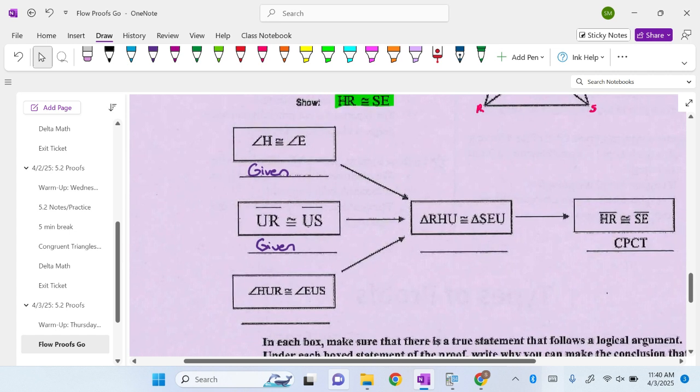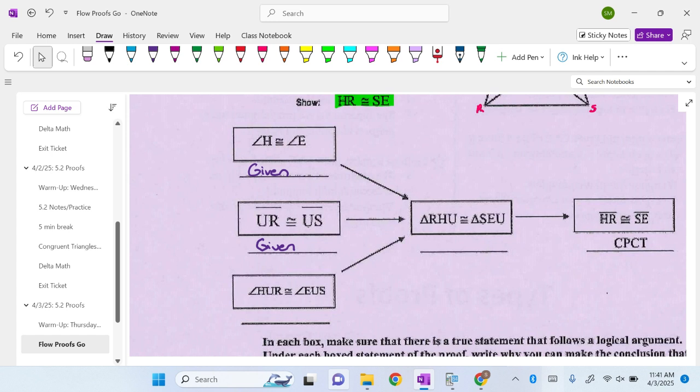Now, that's part of how they showed that the triangles are congruent. So that's what the flow chart's for. The flow shows how they connect. So if we know these three things, that means that we can get this. And if we know this, that means we can get this. That's what the flow chart's talking about.